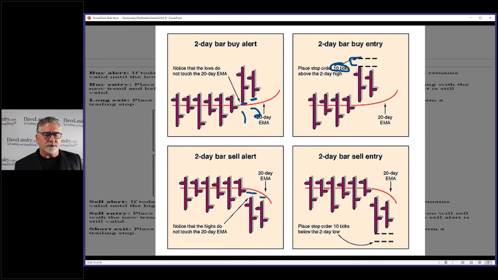And for shorts, the 2 highs below the, in this case, 30 EMA, or I'm using 30 now. This is a 20 here. And then enter below the 2-bar low of those 2 bars. Give it a little bit of wiggle room. As you play around with this, you'll see the more wiggle room you give it, the more whipsaw you will avoid, but the higher you get in for longs and the lower you get in for shorts.